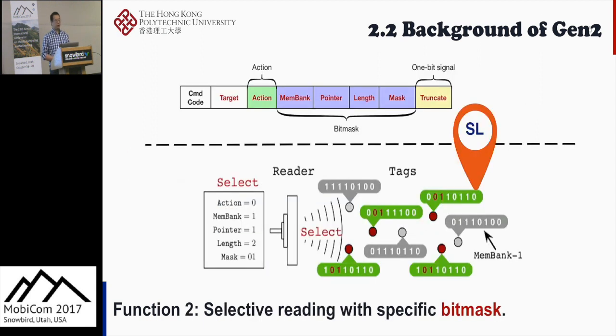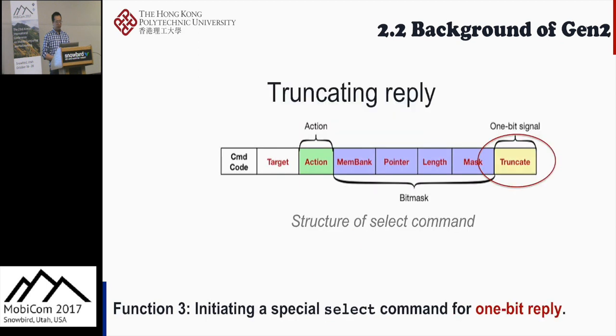The second function is select reading. The reader can broadcast a select command. The command contains a bit mask. Only the tags matching the bit mask will reply in the upcoming reading procedure. And the third is truncated reply. We can initiate a special select command for a 1-bit reply.